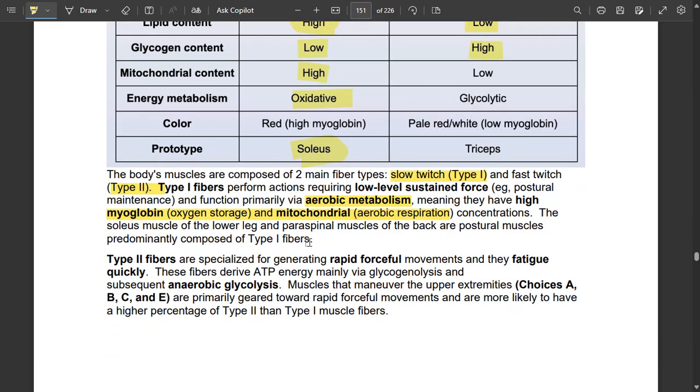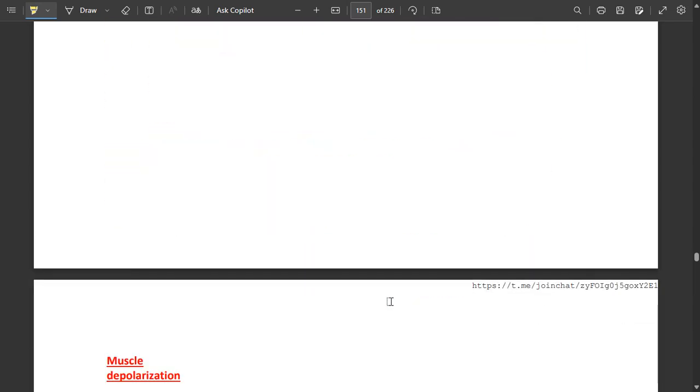The soleus muscle of the leg and the paraspinal muscles of the back, the postural muscles, predominantly comprise type 1 fibers. Type 2 fibers are specialized for generating rapid force movement and they fatigue quickly. They derive energy from glycogenolysis and subsequent anaerobic glycolysis. Muscles that maneuver the upper extremities are geared toward rapid force movement and are more likely to have a high percentage of type 2 rather than type 1 fibers.